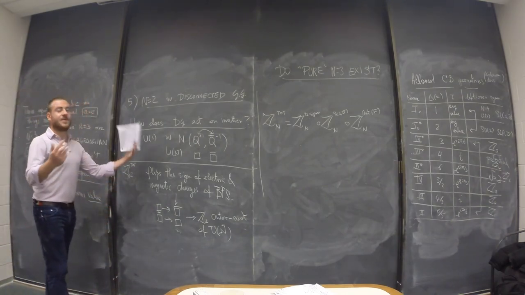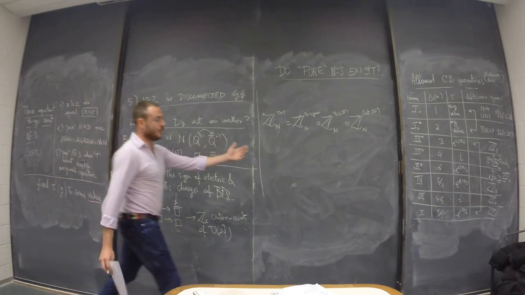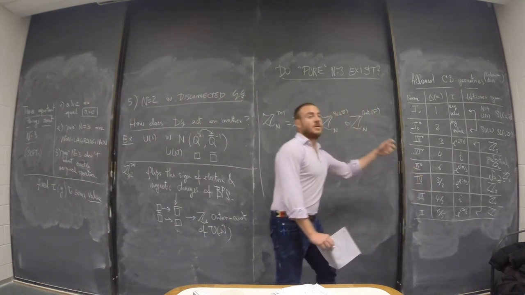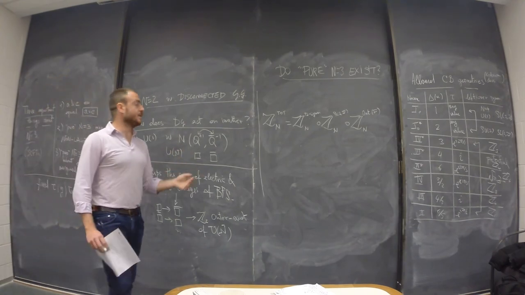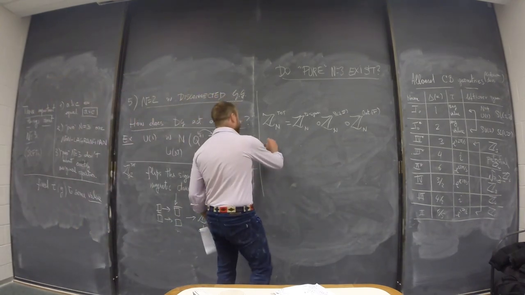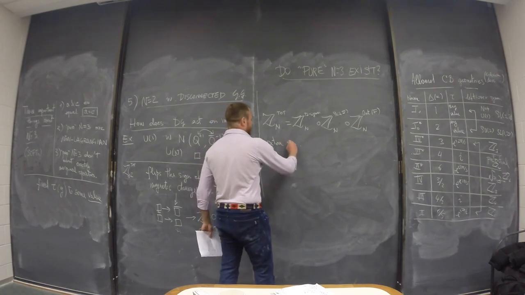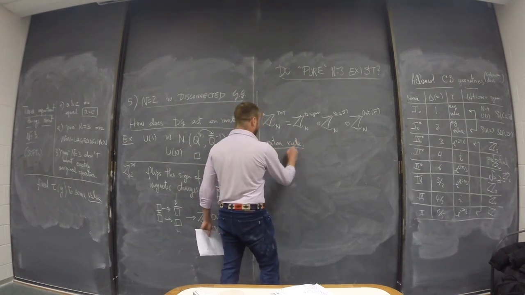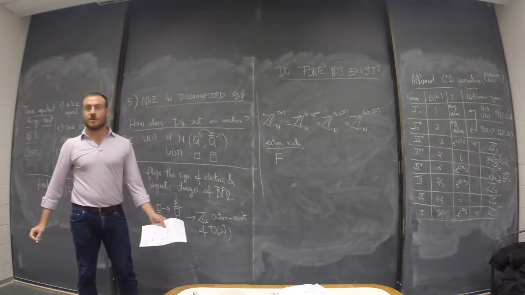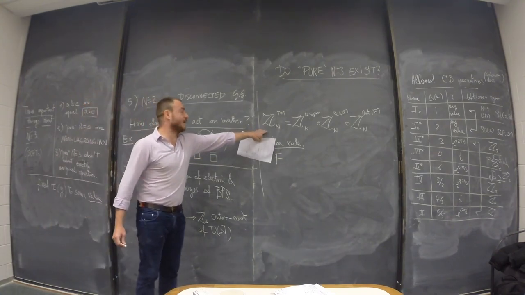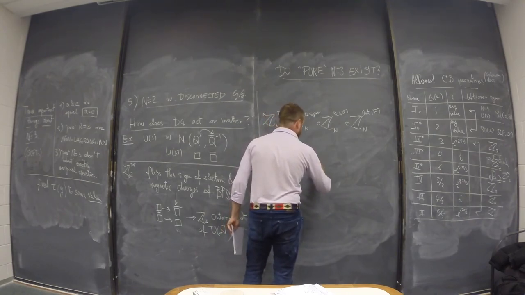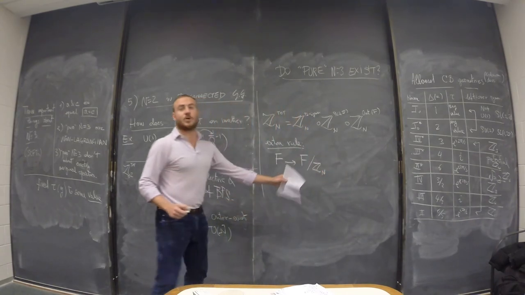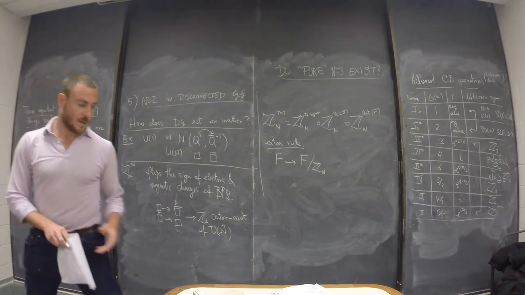So basically, you start with a theory. I told you the rules for the Coulomb branch parameter. I told you the rules for the tau. The extra rule is that if you start with a flavor group F, and you discretely gauge by this particular Zn, you go to F mod whatever outer automorphism of the flavor.